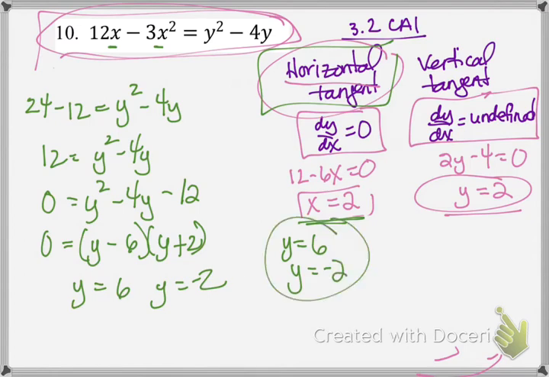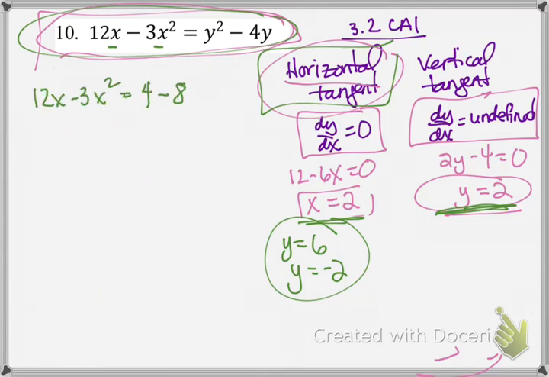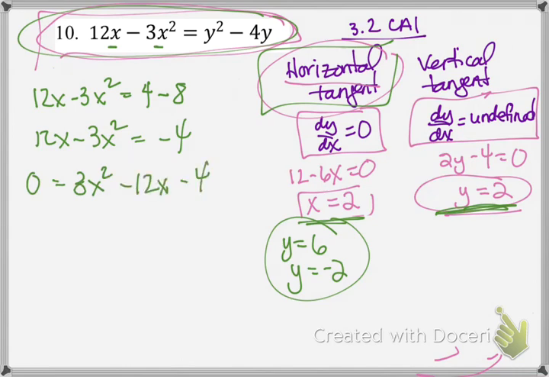Now do the same process to find the vertical tangent. Plug in y equals 2 to the original and solve for x. So take it from there. So plugging in that y equals 2, I get this. Set it equal to 0. And then factor if you can. And if you can't factor, then you graph it and look for a height of 0.